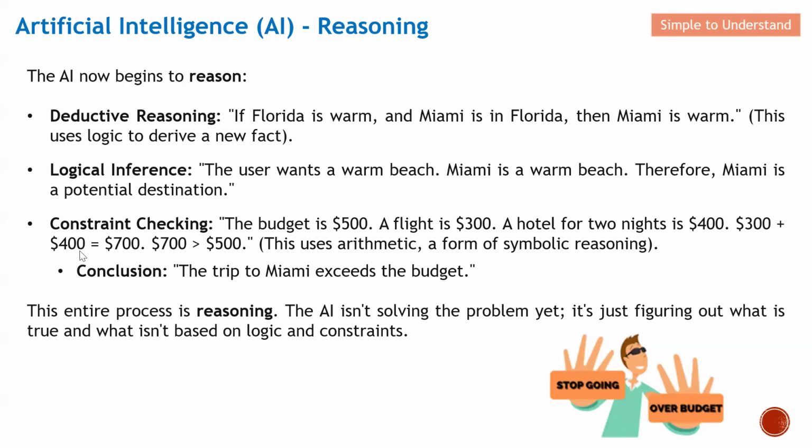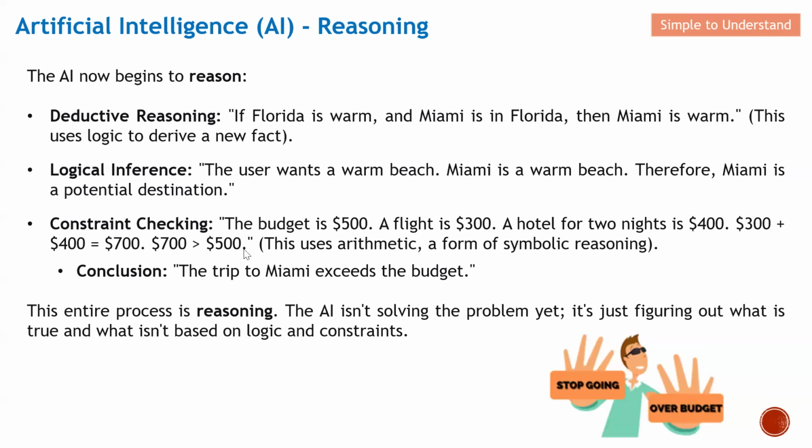Next will be the constraint check. If you still remember, I have a budget of $500. So you need to have some knowledge. For example, to travel from New York to Miami costs you $300. We also need to know the cost of staying in the hotel. The hotel for a 2-night stay, let's say, is $400. So from here you can see that 300 plus 400 is $700, and $700 is more than my budget. Therefore the conclusion is that the trip to Miami exceeds the budget. So definitely it will be a no go.